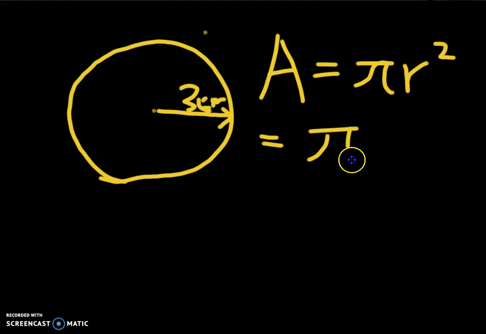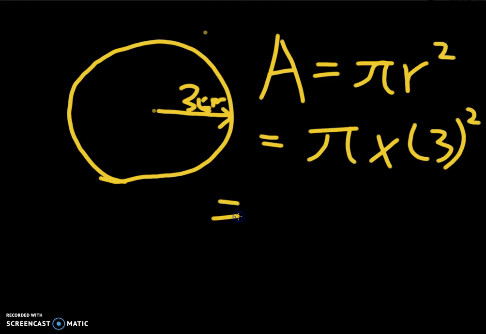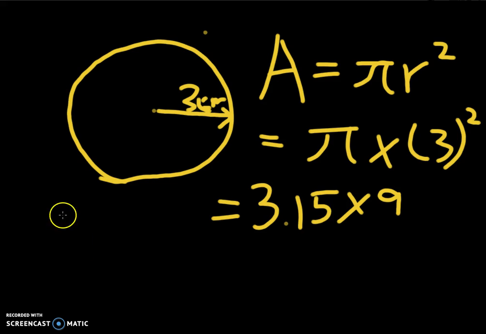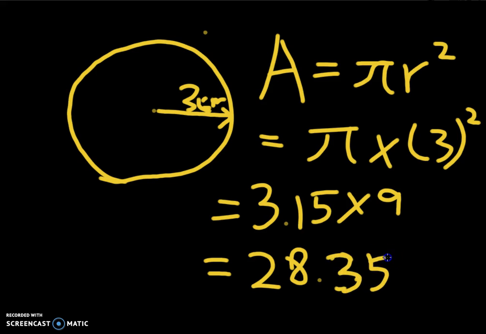So now pi times 3 squared. Okay, because we have to square r. So pi equals 3.15, a set value, and 3 squared is 9. So let's do the maths, which is 28.35, and since we're looking at area, do not forget the answer is in centimeters squared.